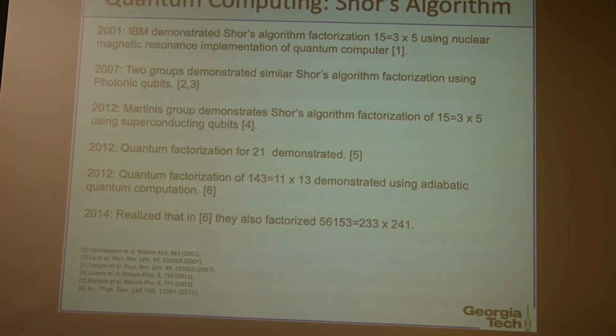So let me go back here again. How did quantum computing advance over the years? First thing, in 2001, IBM demonstrated that it basically took 15 as an input and showed that it is a product of 3 and 5. So basically it factorized 15. It's a small number, but it was a pretty heroic deal back then.